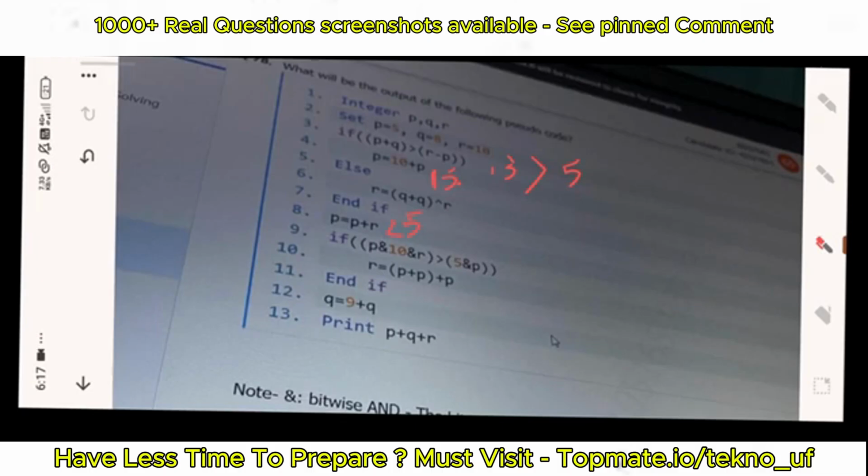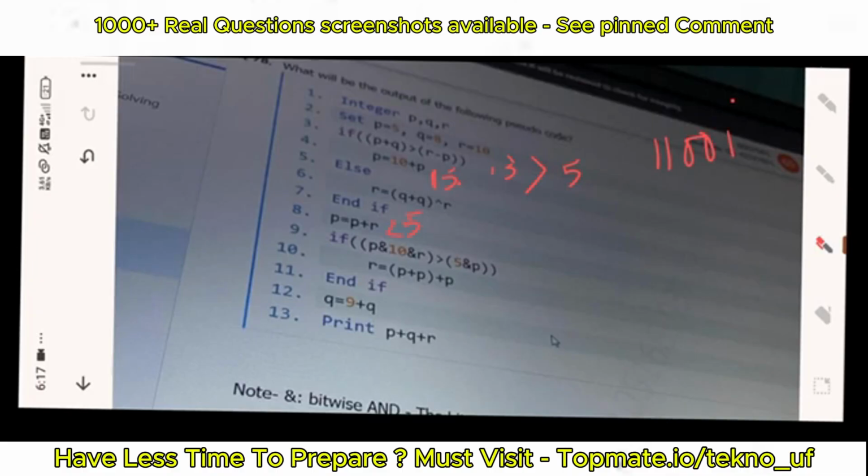So p and 10 and r greater than p and 5. So as you know the associativity rule, in case of AND operation, we have to check from the left side. So at first we have to calculate p and 10, then the result and r. So p and 10 means what? So 25, if we convert 25 in binary, this becomes 1 1 0 0 1.